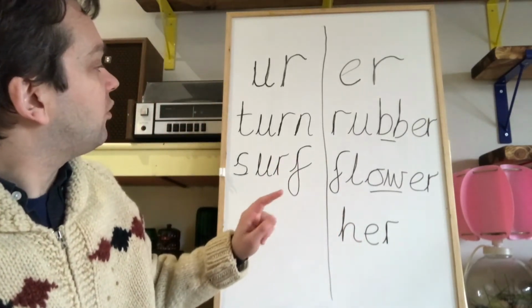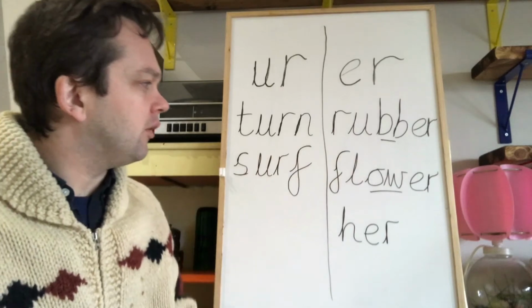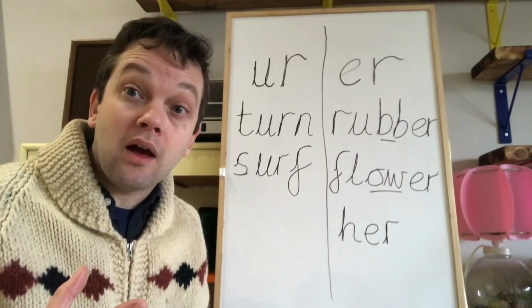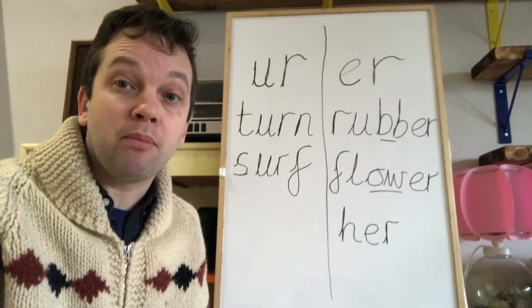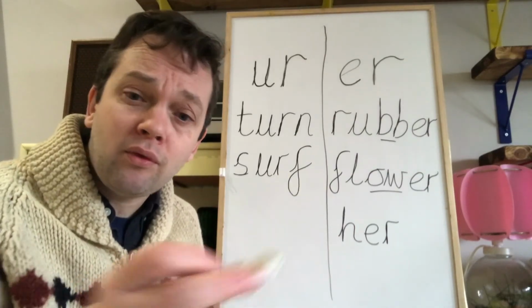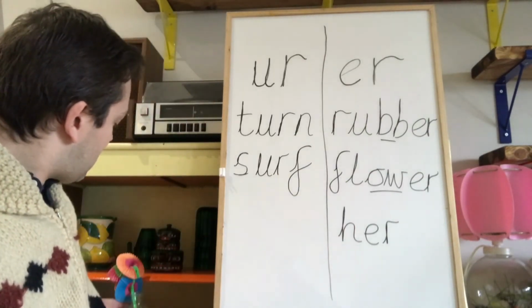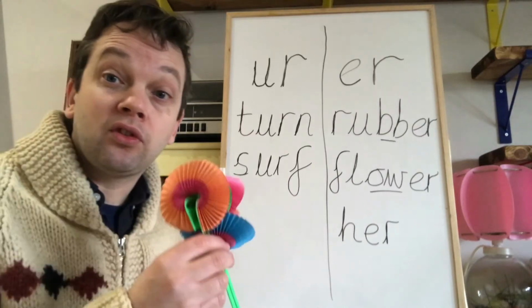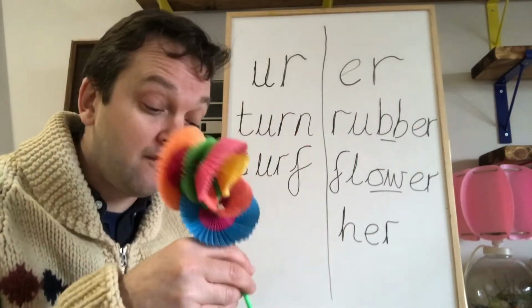Now, what I'd like you to do is to use the word her and put it in a sentence with one of these other words. So we might say, my teacher is Miss Sandberg's, and this is her rubber. My teacher is Mrs. Sapoti, and this is her flower.